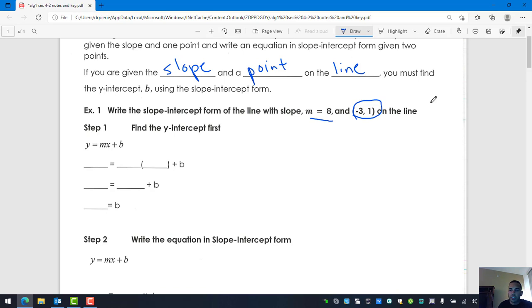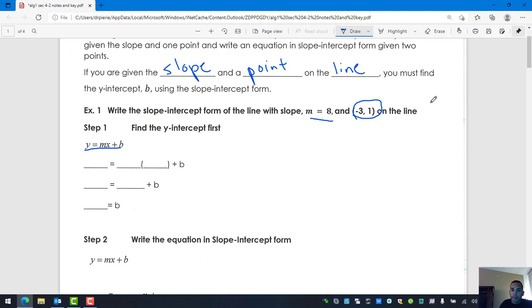Okay, so they're giving us two pieces of information here. They're telling me that the slope is equal to 8. I have a rise of 8, run of 1. And I know somewhere along that line, it's going to cross the point -3, 1. And our end goal here is we want to write an equation in this format of y is equal to mx plus b in that slope-intercept format.